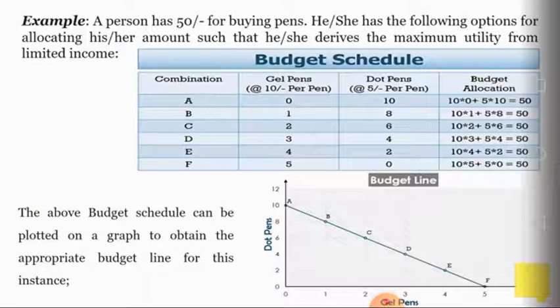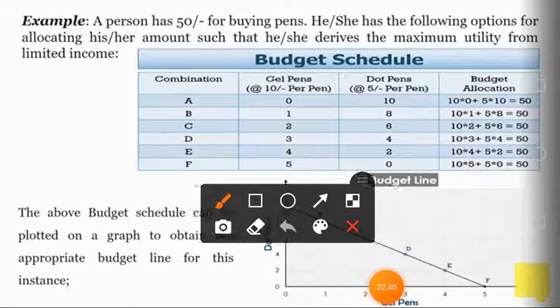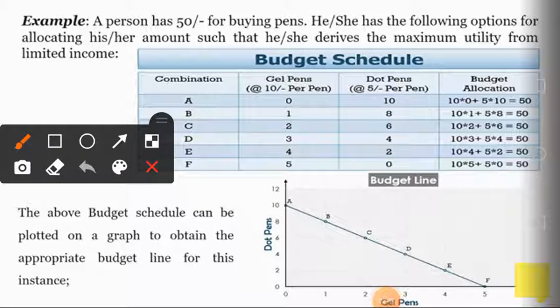Let's see an example. A person has 50 rupees for buying pens. She has the following options for allocating this amount such that she derives the maximum utility from limited income. Budget schedule is given. The above budget schedule can be plotted on a graph to obtain the appropriate budget line for this instance. As the budget line is showing, each time we are spending rupees 50.